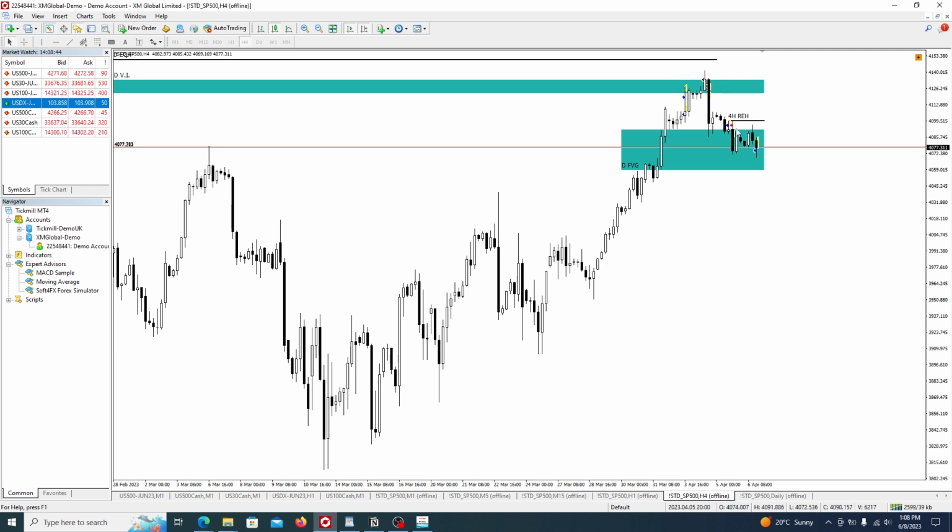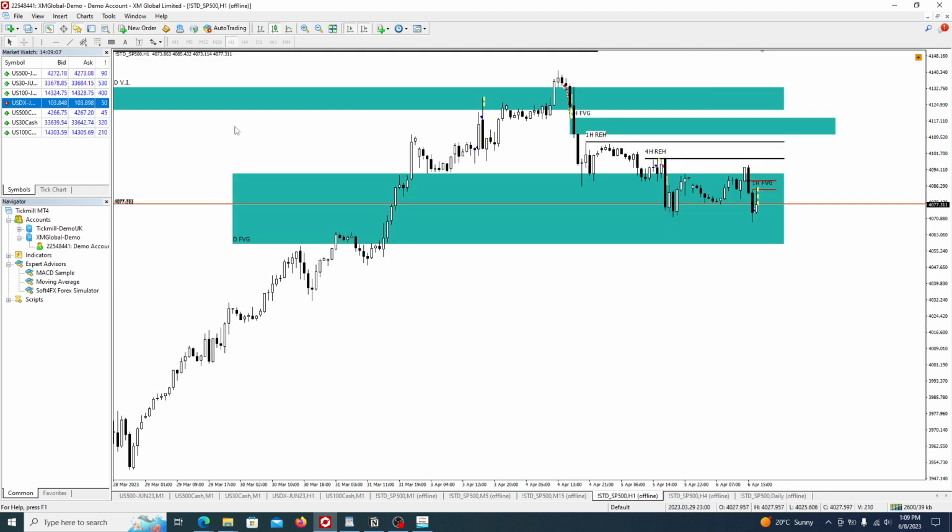Looking at a 4 hour, I can see we took out these equal lows down here. We are inside of a fair value gap, and we are inside of the daily fair value gap. We have a 4 hour relative equal high up here, and we have this old high up here. Looks like we are again moving up higher from that rejection of the daily fair value gap 50%.